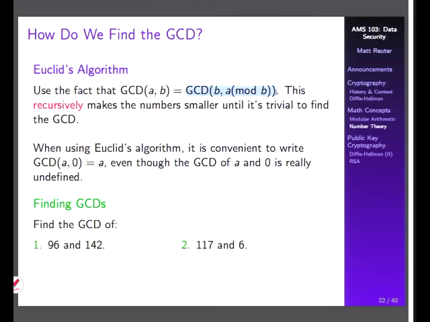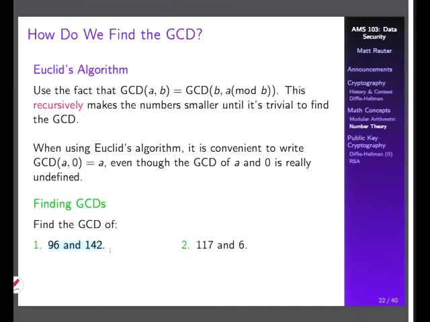Typically, as a convenient base case, we write that the greatest common divisor of a and 0 is a. Is that really a true statement? No, because does anything really divide 0? No, but we'll use it as a notational shorthand to say this is the end of the algorithm. Now let's find the greatest common divisor of 96 and 142. Maybe in a computer's mind these are not particularly large numbers, but to us as humans, is it immediately obvious what the GCD of 96 and 142 is? No, and it's not to me either.